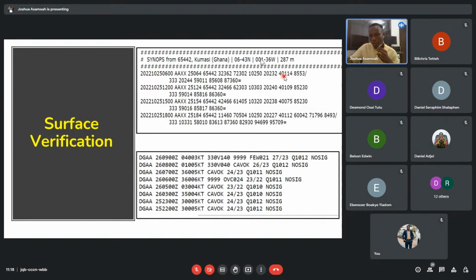So 1011.4. If you come to this one, it will be 1010.9. This one will be 1007.5. This will be 1011.2. So just put 1 before the figure and then make the last one a decimal.